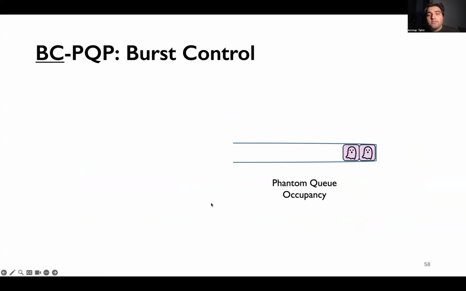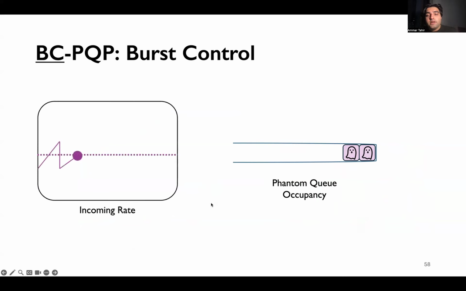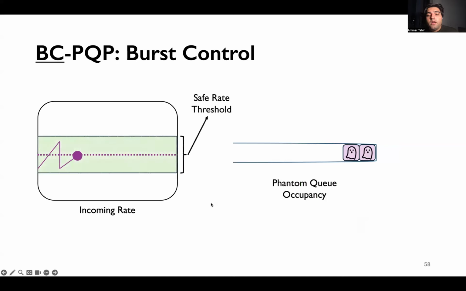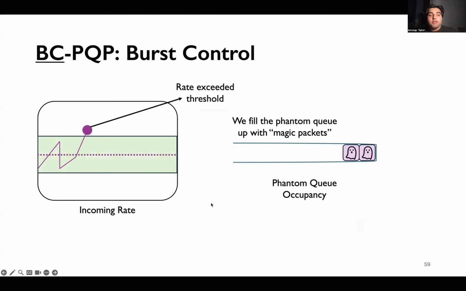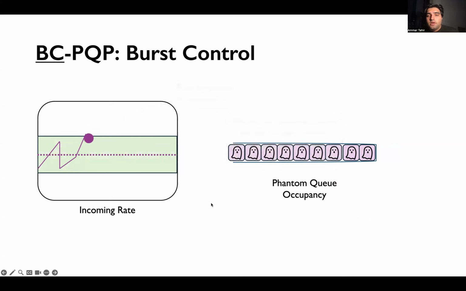Our burst control mechanism monitors the incoming rate, which can be done very easily by maintaining one additional counter per queue. We configure a safe rate threshold. If the incoming rate is within this threshold, no intervention is necessary. However, if the rate exceeds the threshold, we fill the phantom queue up with magic packets. The phantom queue becoming full forces the incoming rate to fall below R. We remove magic packets only when the flow's sending rate falls below a lower threshold, for example, when the flow stops sending data at all.